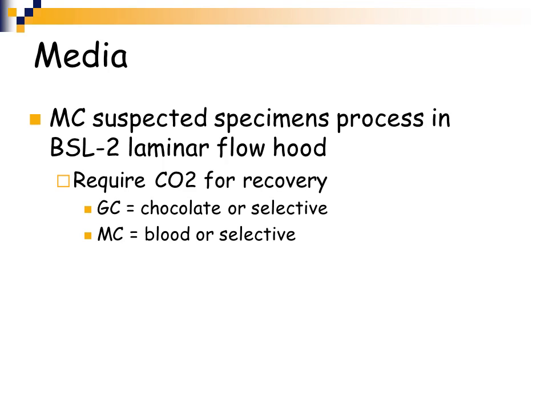So gonococcus, or Neisseria gonorrhea, you have to use chocolate agar, or you have to use selective media specifically for Neisseria gonorrhea. For meningococcus, or Neisseria meningitidis, you can use 5% sheep blood agar, you can use chocolate agar, or you can use a selective media. So meningococcus is a little easier to grow.